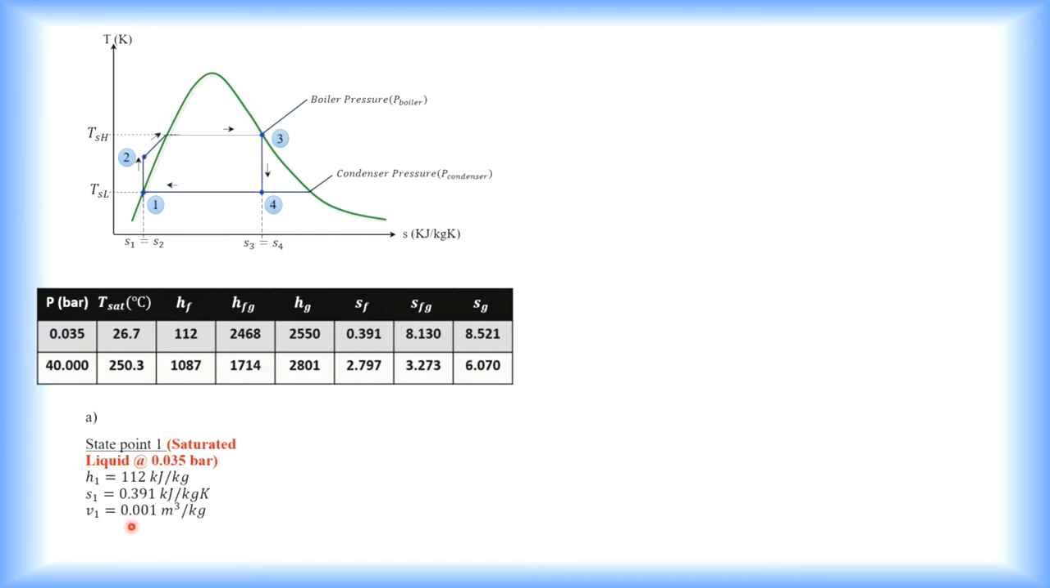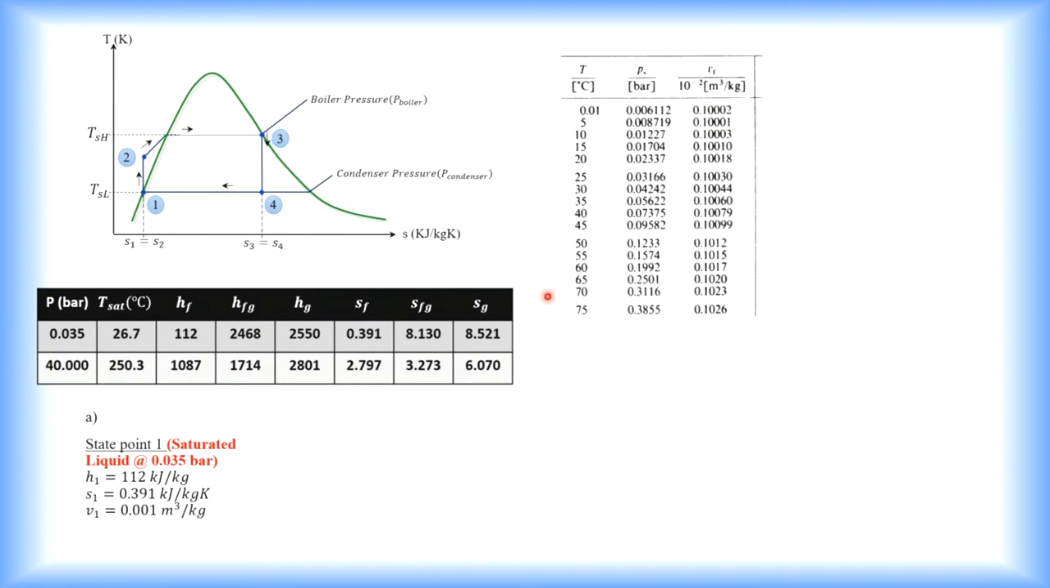And then the volume of 0.001 at this pressure, 0.035 bar, is not shown here. Now you have to refer to another section of your property tables, where you can see different temperatures and pressures. You can see our pressure is 0.035, so it's somewhere around here. You can see that this volume here is denoted as f. This is the specific volume of saturated liquid at this pressure or temperature.